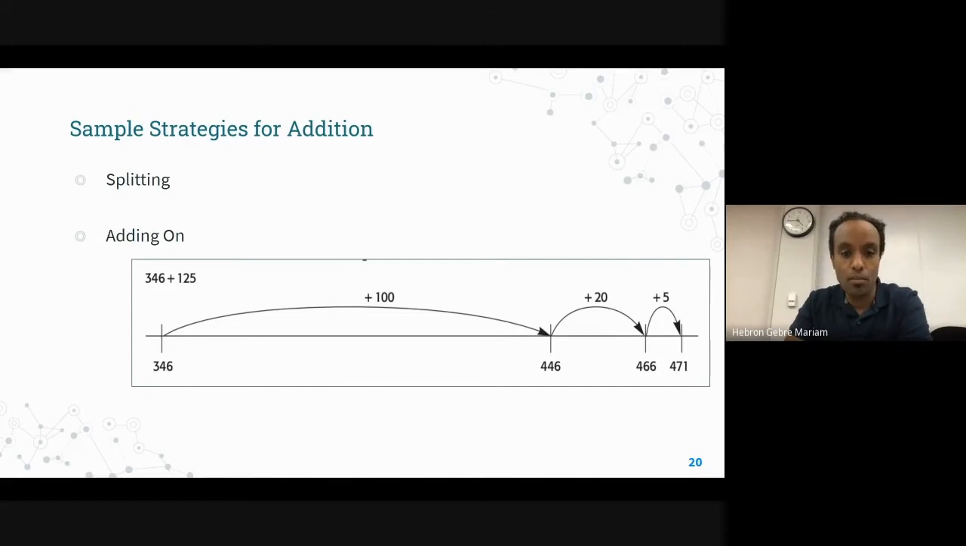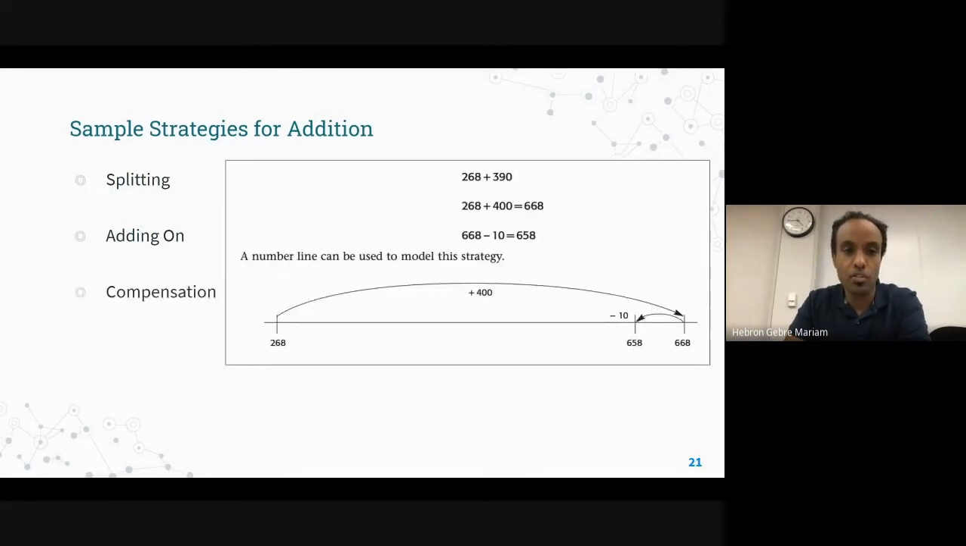And the next one is compensation. When we're looking at compensation, it involves adding more than is needed to make a friendly addend, and then removing what was added afterwards. This is particularly effective when the addend is close to a friendly number. In this case, we've added 400 instead of 390, and then we take the 10 away. This is a strategy they might actually do mentally in a number talk. So a lot of these strategies are great to introduce in number talks as they do mental math to find friendly numbers and friendly connections.